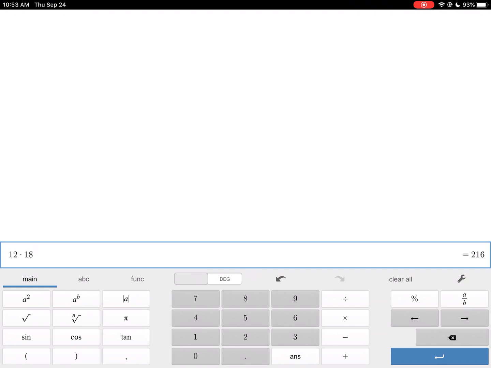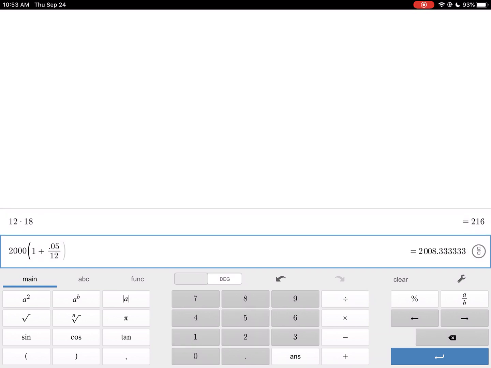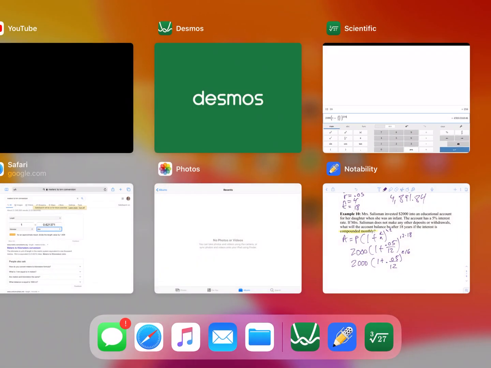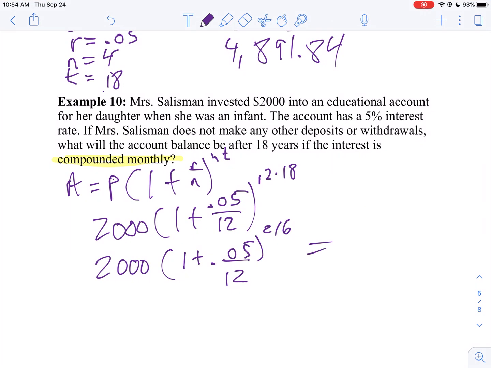So now, let's do it. We're going to say 2,000, parentheses, 1 plus 0.05 divided by 12, and we're going to raise that to the 216th power. And you get a little bit more money, don't you? $4,910.02.